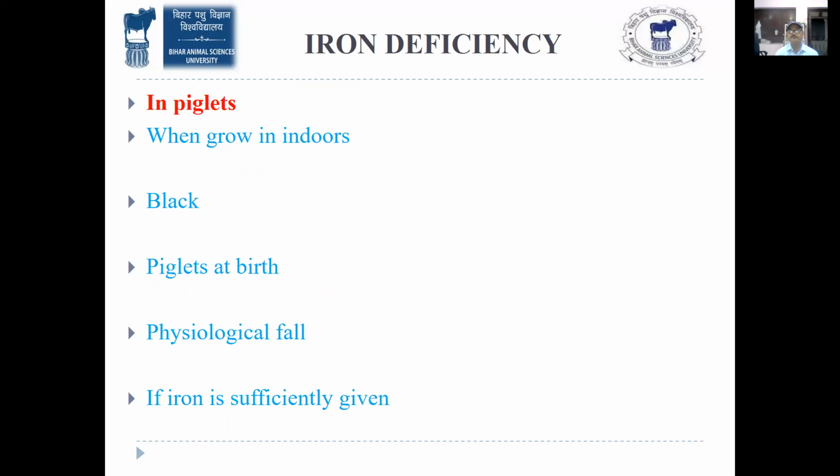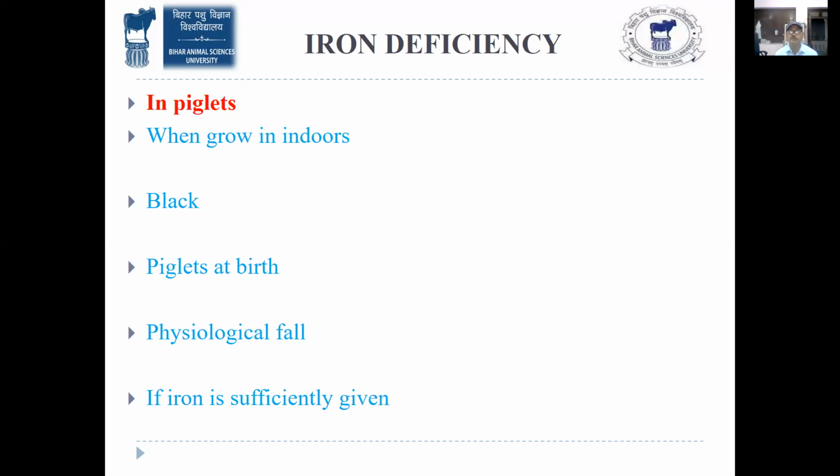In piglets, when piglets grow in indoor conditions, iron deficiency may occur because they have less chance to take iron from the concrete floor. And black piglets suffer much more as compared to white ones.